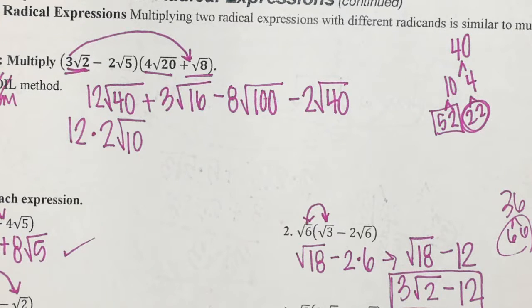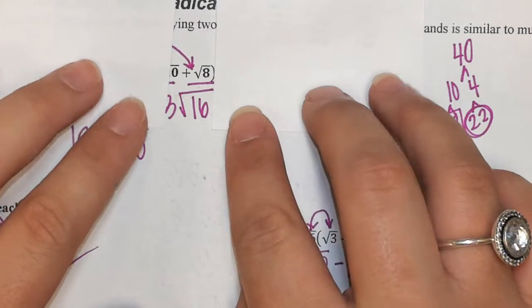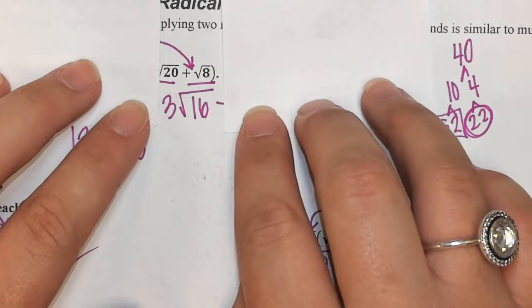Did you say 10 square root of 40 and then break it down? Yes, you could do it. There's a lot of different ways. Hold on. Okay, now we have this problem.